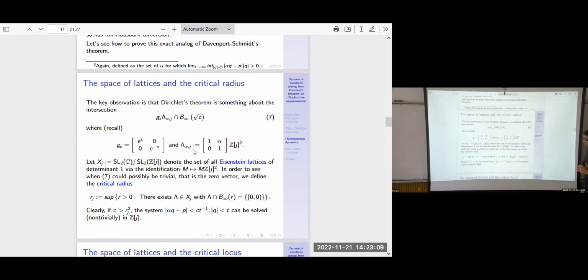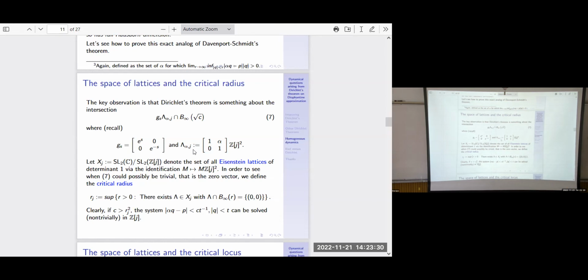Let's call it the critical radius. Rj is the supremum of all real numbers such that this has 0 intersection for some lattice in the larger space.